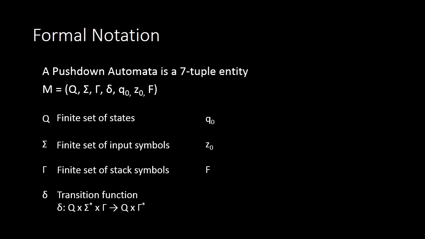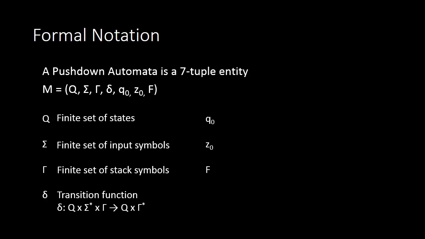Delta is the transition function. It is divided into two parts, the input and output. The input is Q, sigma star and gamma, and the output is Q and gamma star. Notice the star at both these places, both the ends, input and output. In the input it is on sigma, which signifies that the string can be empty. So if we encounter an epsilon, it means that the string is empty. Otherwise there is some input symbol.